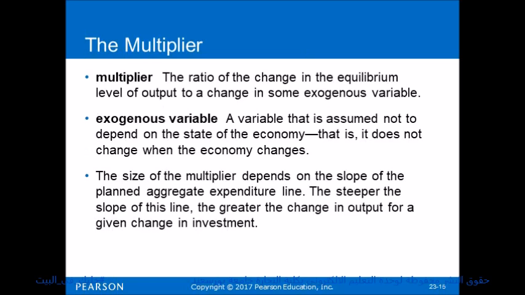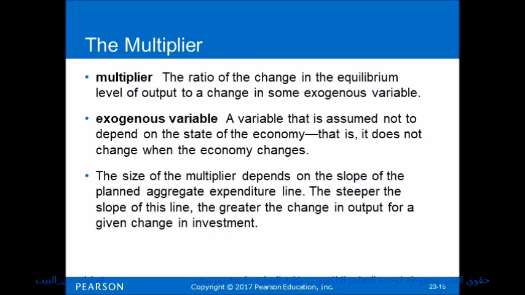Now we consider the concept of the multiplier. The multiplier is the ratio of the change in the equilibrium level of output to a change in some exogenous variable. Our exogenous variable so far is investment, or I. An exogenous variable is a variable that is assumed not to depend on the state of the economy, that is, it does not change when the economy changes.